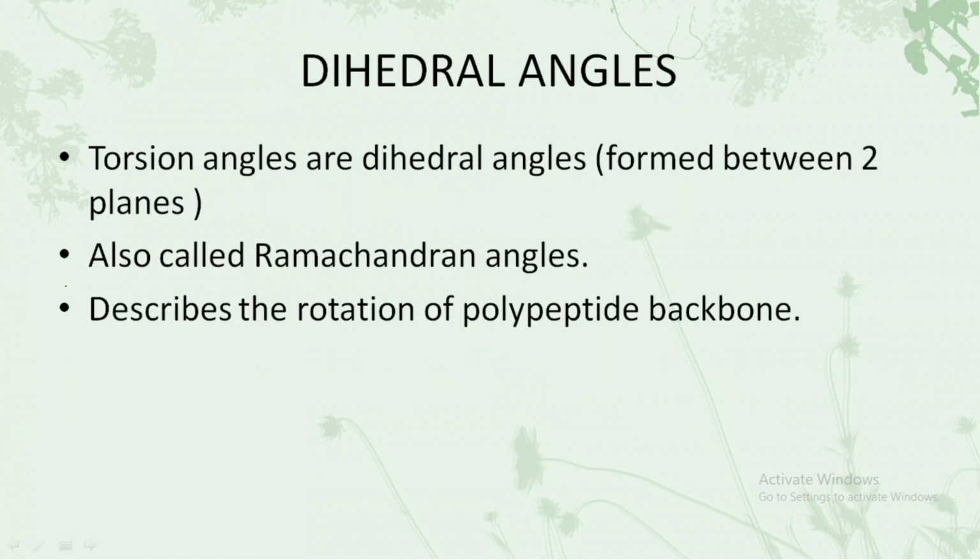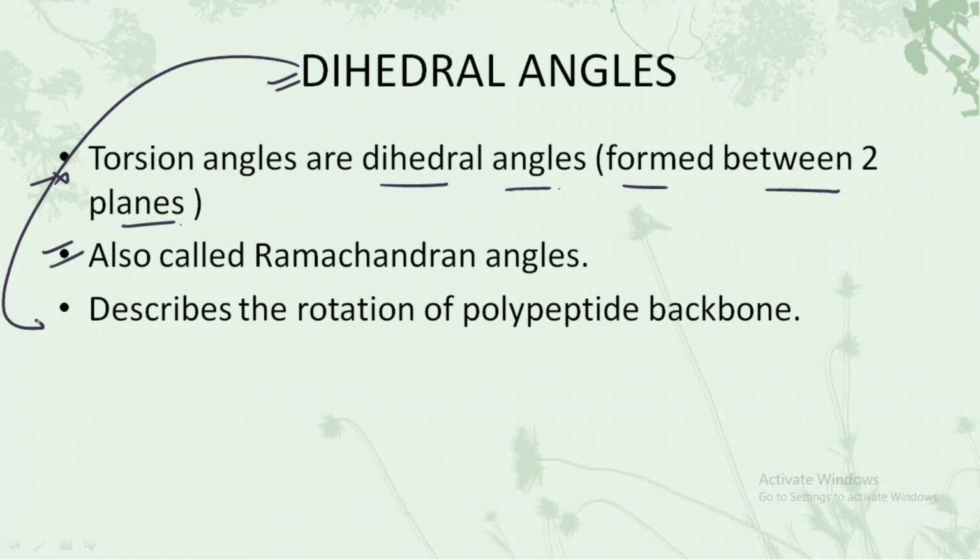So now let's understand the second basic thing, that is, what are dihedral angles. We have discussed the first thing, what peptide bonds are and how they are formed. Now let's understand the dihedral angles. The torsion angles are called the dihedral angles, and they're formed between two planes. They are also called the Ramachandran angles. And what is the importance of these angles? They describe the rotation of the polypeptide backbone.